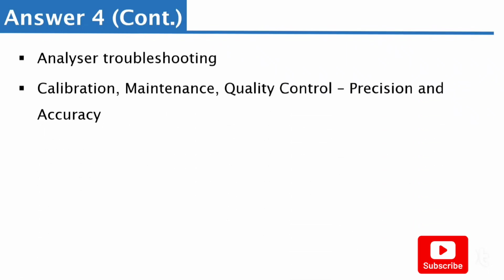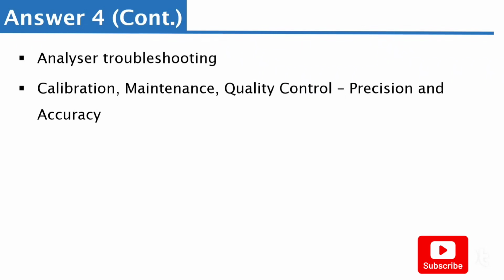So we are also going to continue with the answer. The next thing I'm going to talk about is that you are competent in analyzer troubleshooting, like I've already said. In that, you are competent in calibration, maintenance, and quality control, which help for what? Precision and accuracy. Why? If the calibration, maintenance, and quality control are not properly done, that can affect the precision and accuracy of the laboratory results obtained. And that means the laboratory is not going to be within conformance. It's going to be a non-conformance, and that is why it's important.